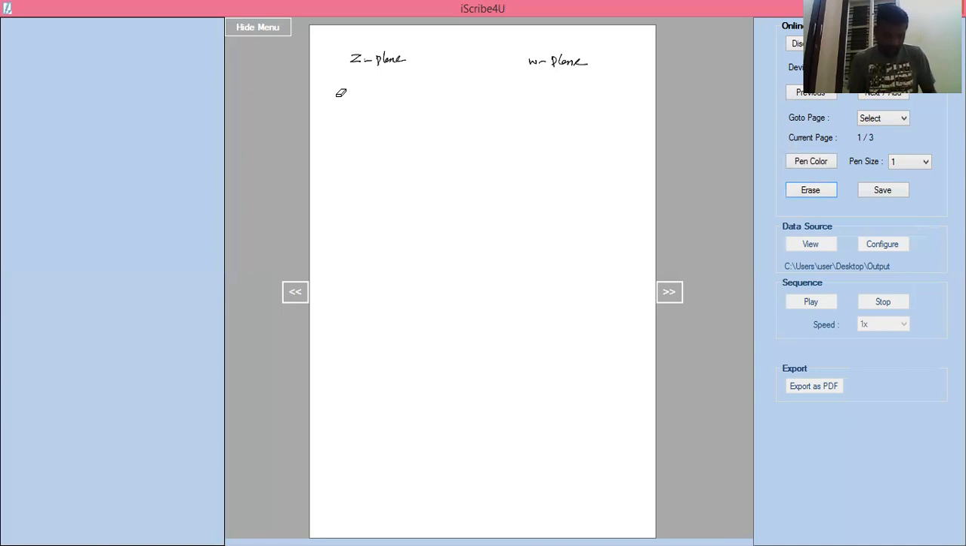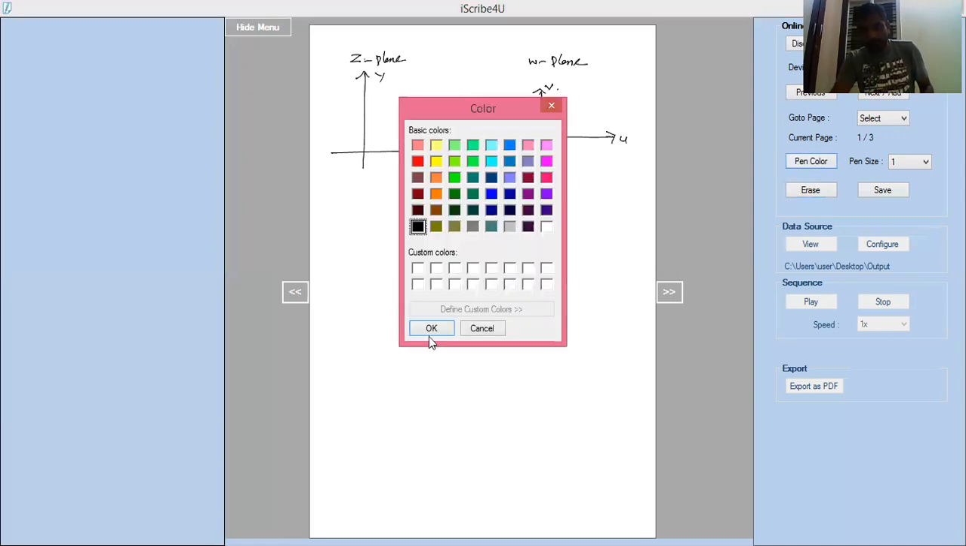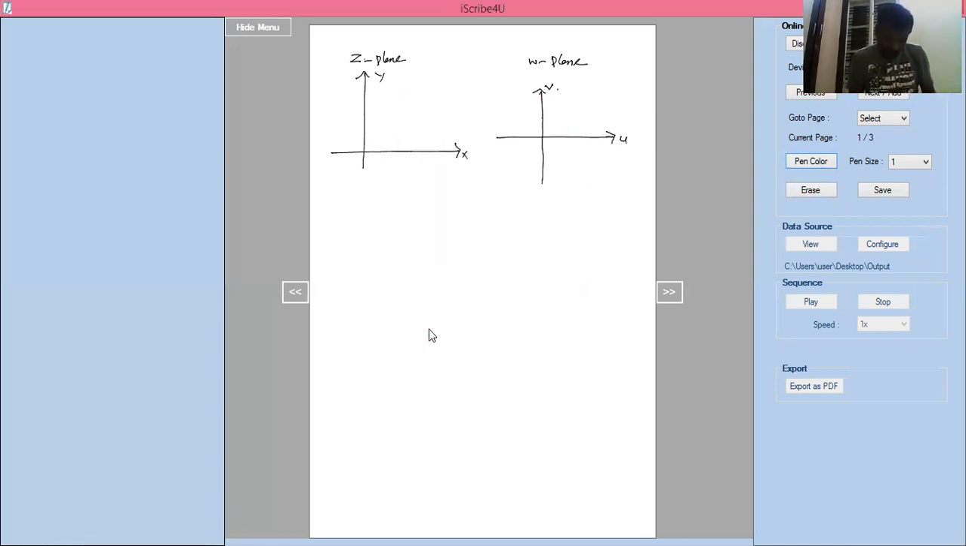Now in the z plane, one axis should be x and the other y. Here similarly we will take u and v. Here, how can I simplify this? First, we take the line x equal to c1. This is the line x equal to c1.